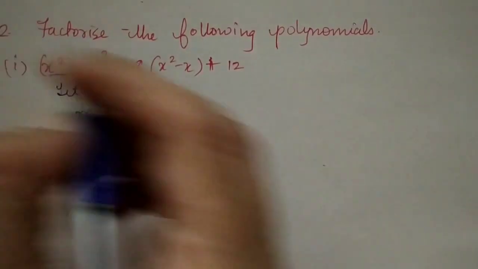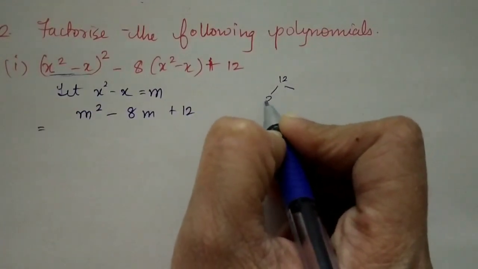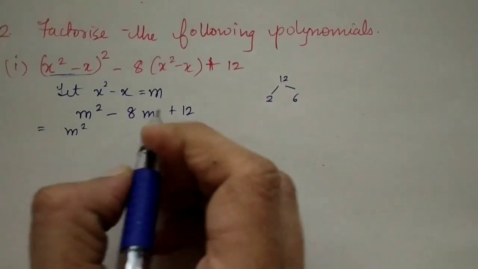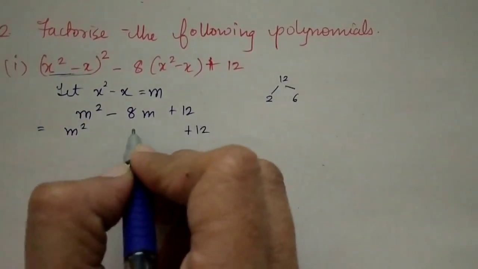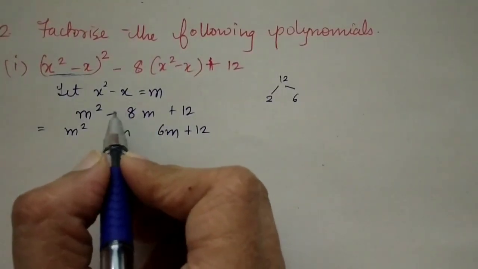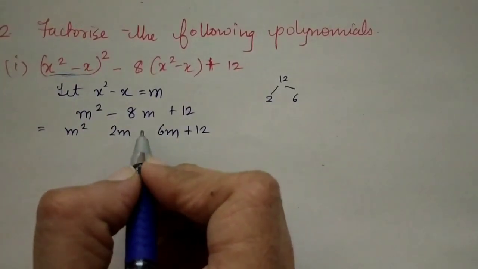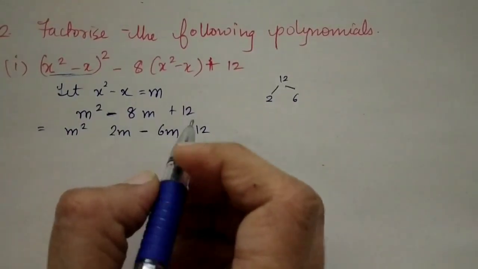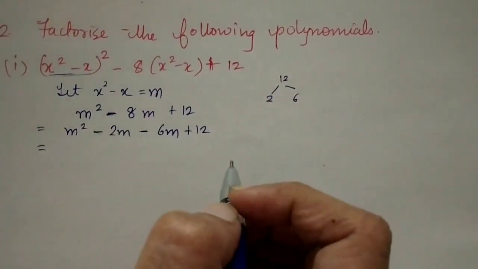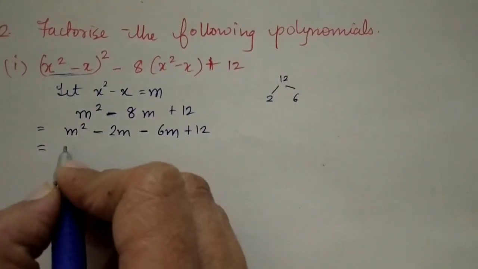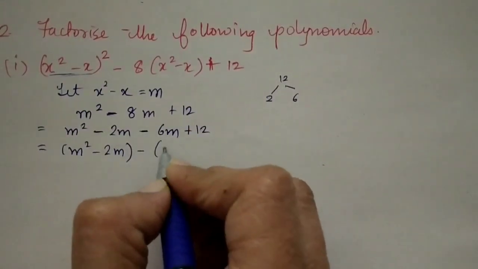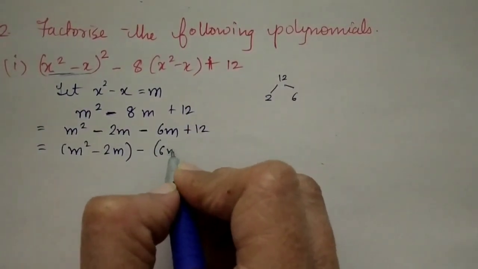Now 12 will come in whose table? 12 will come in 2's table. 2 6s are 12, and 2 and 6 will give us 8. So m square, and this will be 12. This will be 2m and 6m. Okay, the bigger number has the minus sign. Yes, so this negative sign will go to the bigger number, which will be minus, and this will be also minus. Right, now I'll make two brackets here. M square minus 2m will be one bracket, minus, since we have minus sign outside, this will become 6m minus 12.